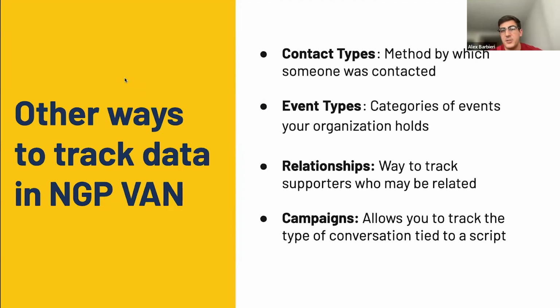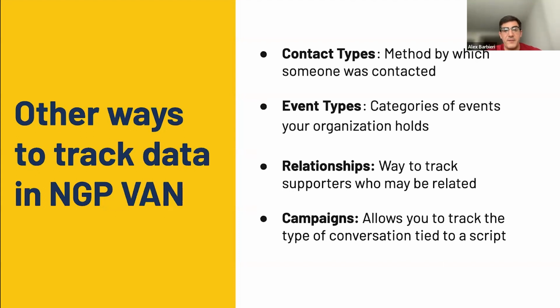Another one is event types. Whenever you set up an event in NGP Van, you can say that it is a phone banking event, a canvassing event, a community event. You can say that it's a training. Basically, that just allows you to keep track of what the types of events are that volunteers or supporters are attending. Again, we'll talk about this later down the road, but this can be helpful in trying to figure out what is working and what isn't working.